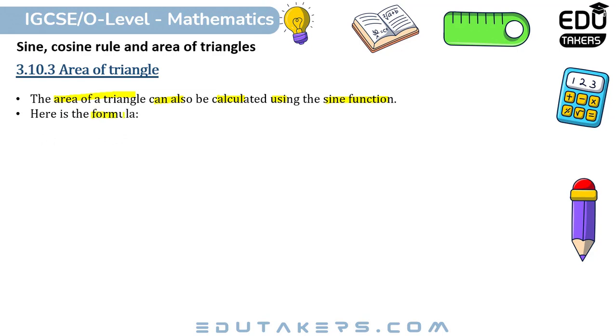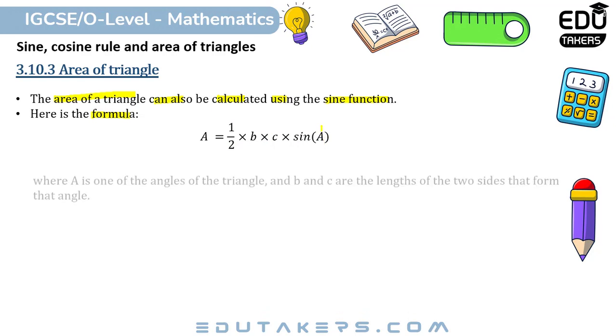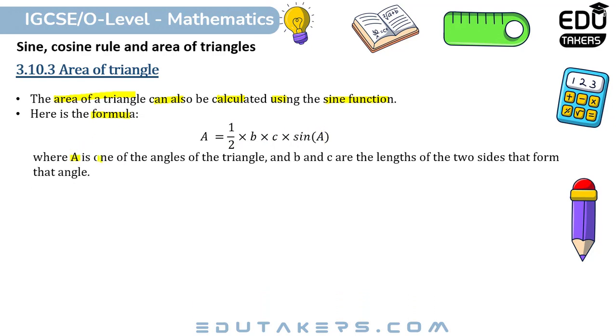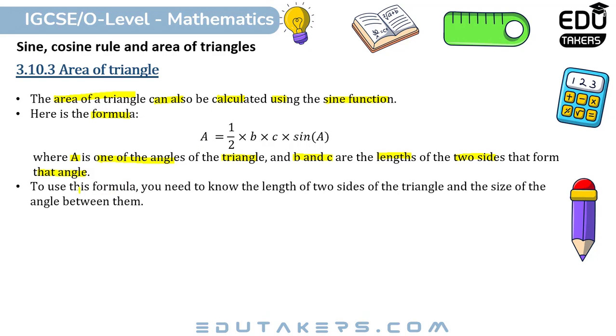Here is the formula. A is equal to 1 over 2 times b times c times sine of A, where A is one of the angles of the triangle and b and c are the lengths of the two sides that form that angle. To use this formula, you need to know the length of two sides of the triangle and the size of the angle between them.